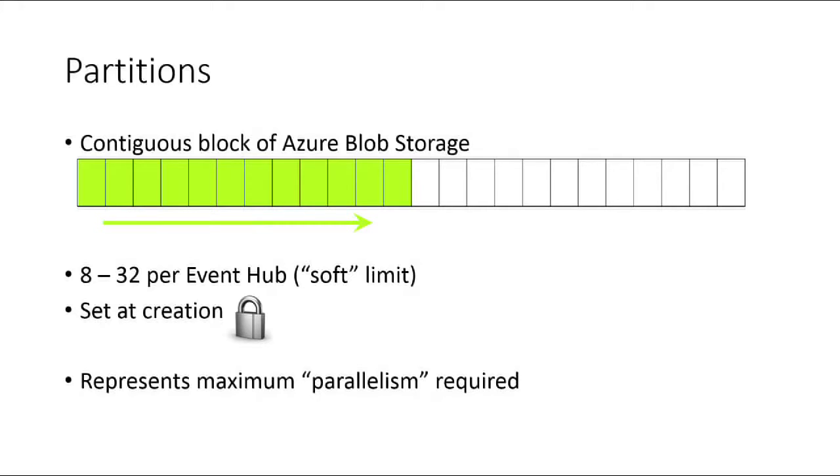Partitions, really what they do is they represent the amount of parallelism you're going to support in your consumers. Generally speaking, you want to go with a higher number of partitions. Unless you have a reason not to go with 32, I say just go with 32, just because you don't necessarily know what you're going to need to scale to.